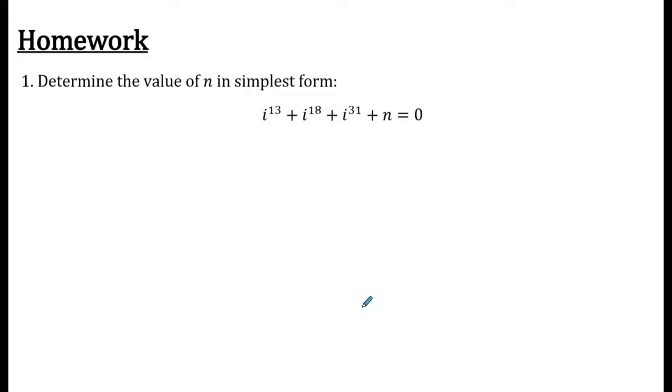Number 1, determine a value of n in simplest form. So in class today, we made up a new number. We made up a number called i, and we defined i so that its square is -1.